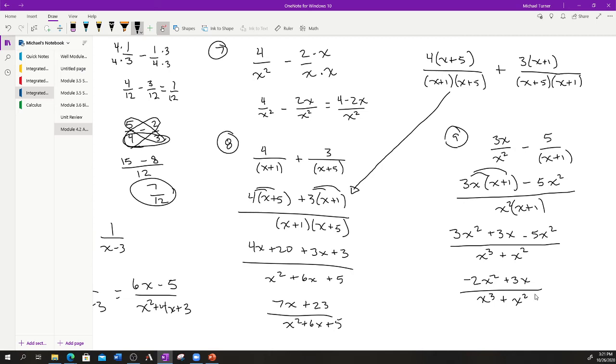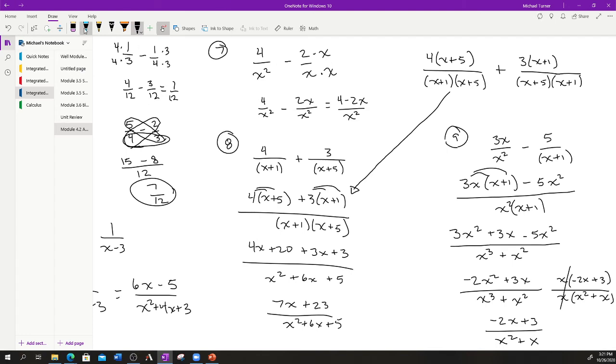Anytime you have just x's, kind of tells you that you probably can simplify again. So what I can do is factor out an x on the top and bottom, like so. And by doing that, I can cancel out an x, leaving my final answer of negative 2x plus 3 over x squared plus x. And that is considered simplified.